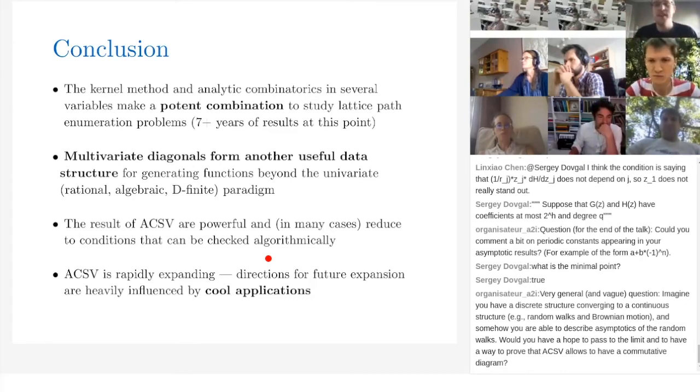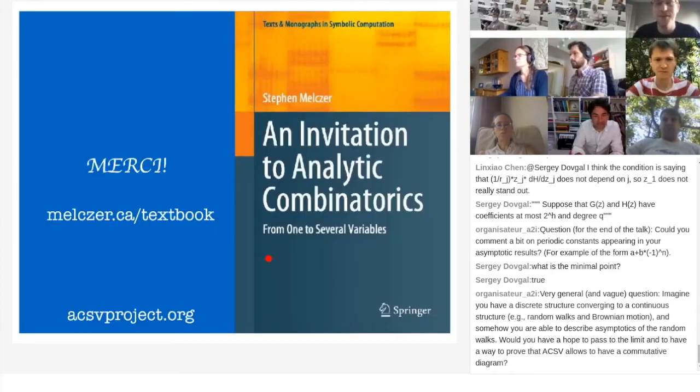And ACSV is rapidly expanding. There are many directions to expand in, and in particular, the directions that we expand in are heavily influenced by cool applications. So if you have some multivariate generating functions that you're interested in analyzing, it'll really motivate us to expand in the direction that you need if you tell us, because if we have a cool application, we'll want to look at that more.